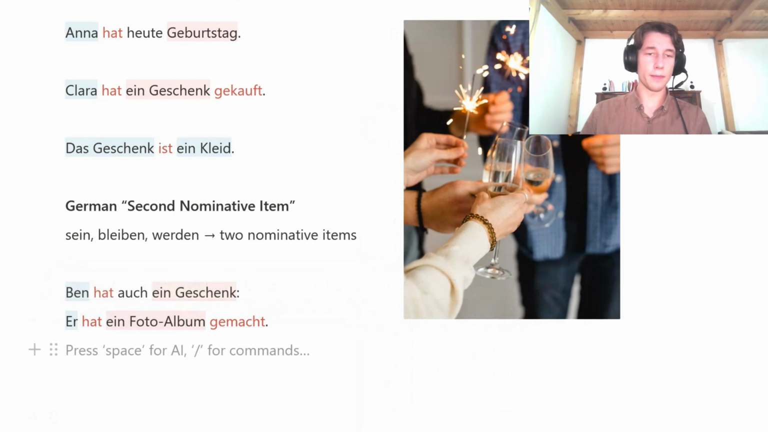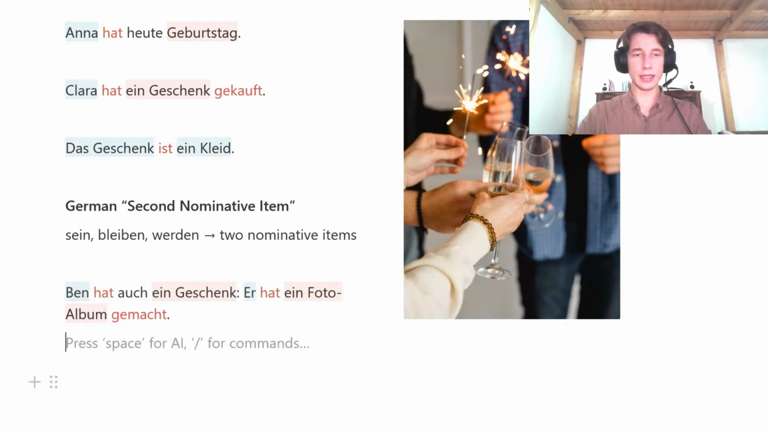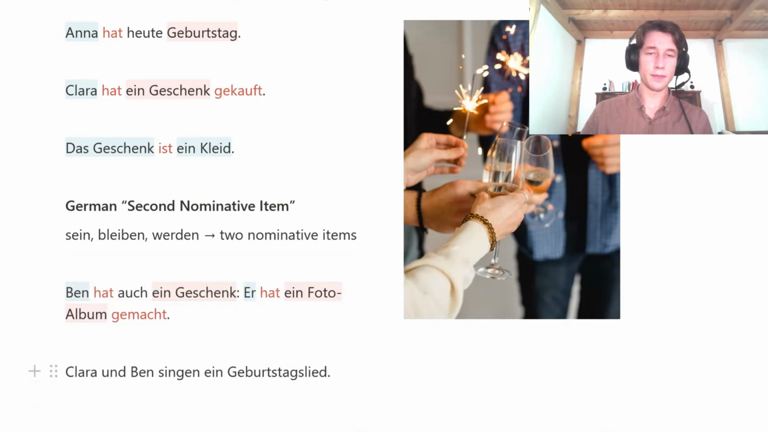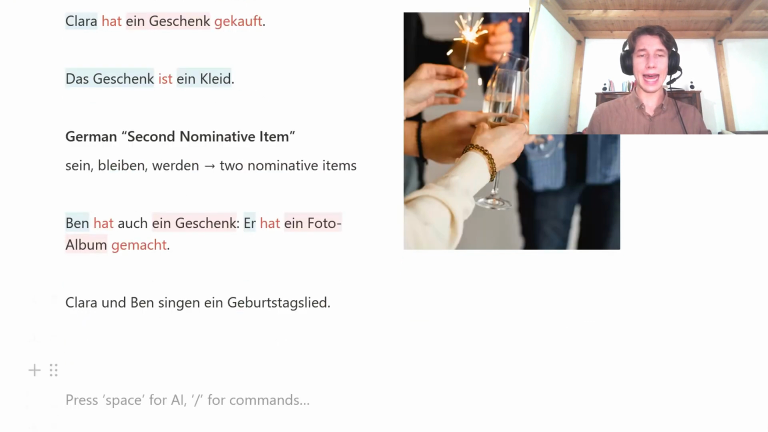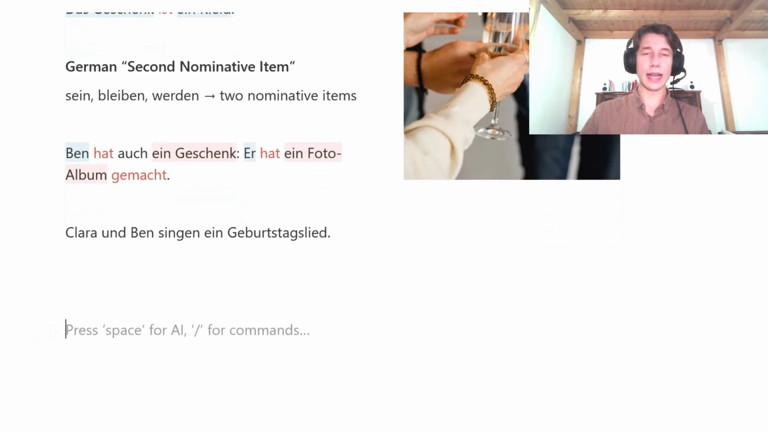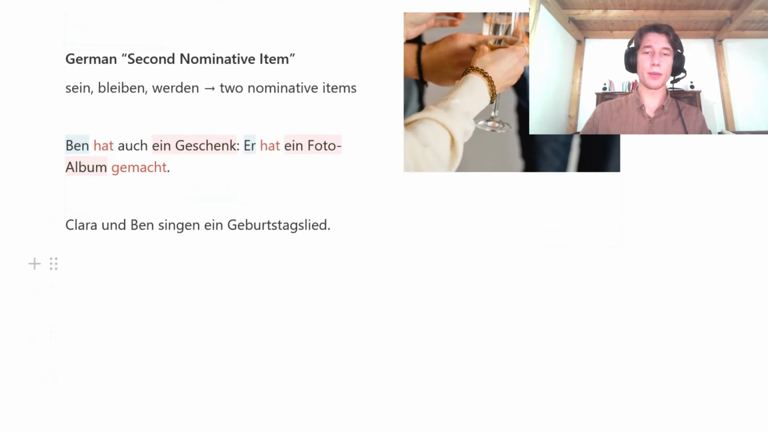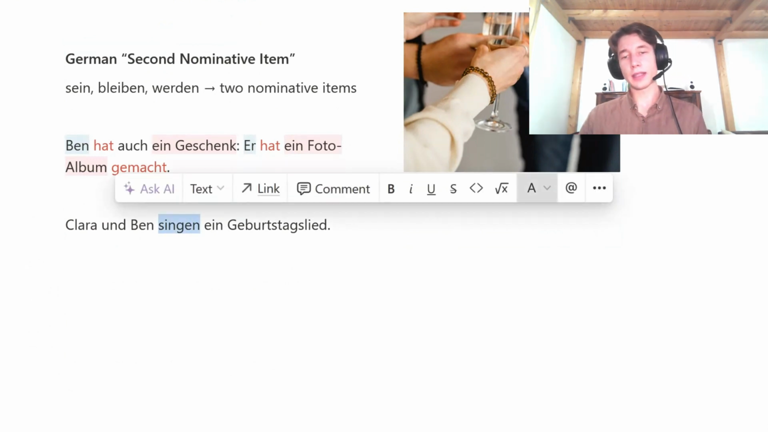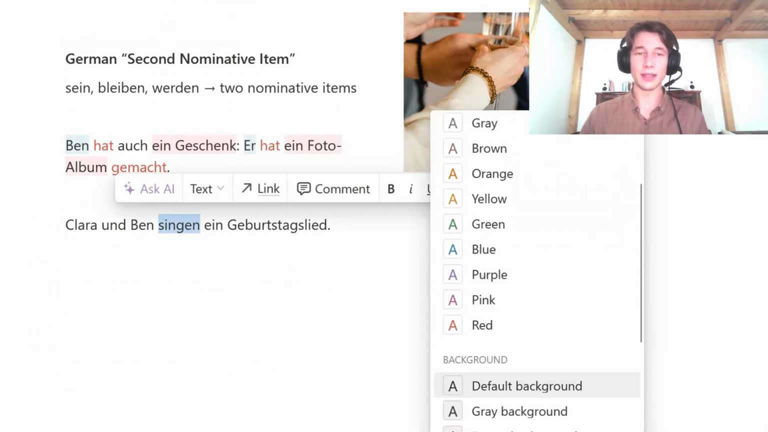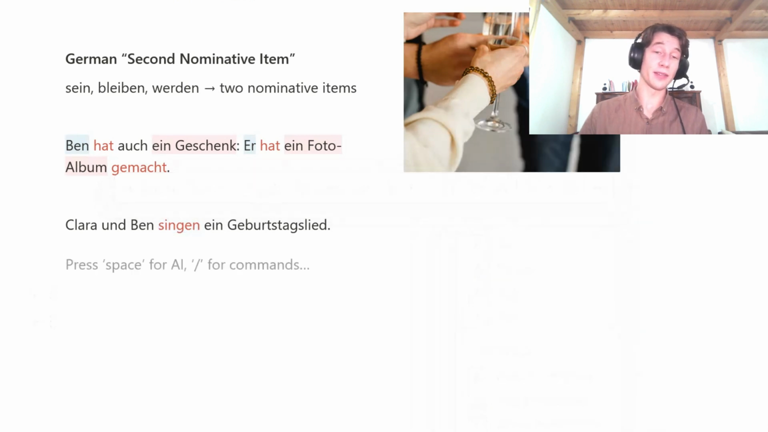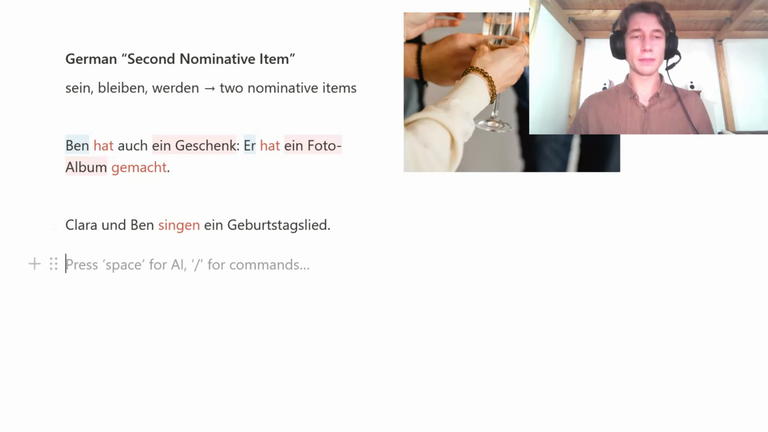Let's move on. Someone else is joining the party here in our story. Clara und Ben singen ein Geburtstagslied. So Clara and Ben are singing a birthday song. Clearly, the action in this sentence is to sing, and it's a very nice and recognizable action because singing is a very active action, unlike having something, possessing something, or being something.